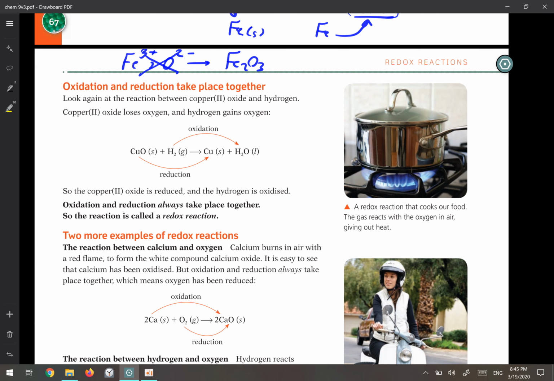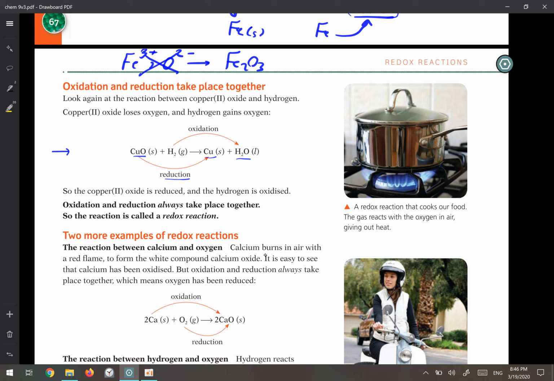Okay, so look at the reaction that is written here. You have copper trioxide. It reacts with the hydrogen and the products are copper and water. So what happens to the copper trioxide? It has lost the oxygen. So this is the reduction reaction, and we say copper trioxide is reduced.